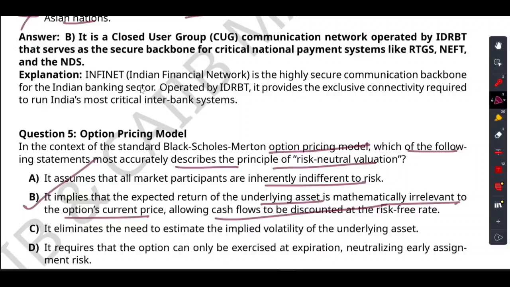Option C is horribly wrong, because volatility is actually the most critical ingredient in the Black-Scholes recipe. It says that it eliminates the need for volatility. No, that's wrong. Option D describes a European option that can be exercised only at the very end, which is the rule of the standard model, but is not what the phrase risk neutral valuation means. That's wrong.